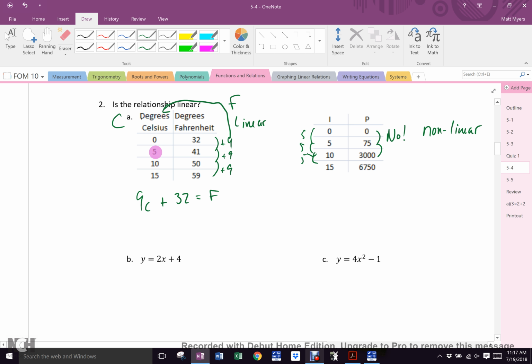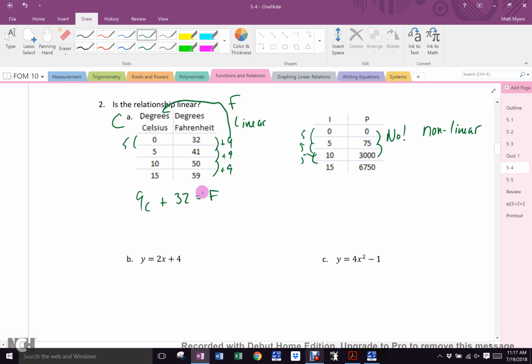What's 9 times 5? 45. 45 plus 32 is not 41, is it? Okay. Why would this change? Well, 9C, the F's are going up by 9s. What are the C's going up by? 5.